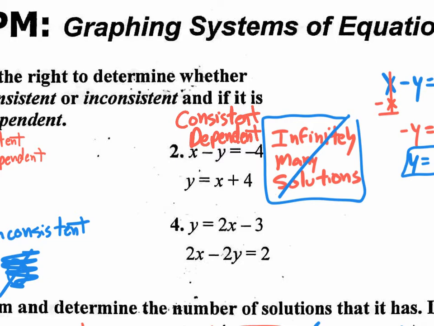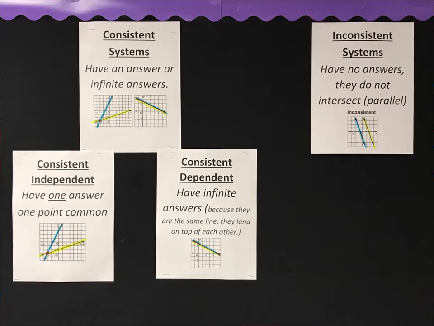So once again, they're not asking us to solve. They are asking us to decide if it's consistent or inconsistent, and also dependent or independent. This is consistent dependent. Once again, from the word wall, we see that consistent systems have answers: either just one answer or an infinite amount of answers. If it is just one answer, that's what we call consistent independent. Independent means one. If it has the same line, which is an infinite amount of answers, that would be consistent dependent. Again, independent, one answer; dependent, infinitely many solutions. If they're parallel, they're inconsistent: they never cross, so you'll never be able to find an answer.